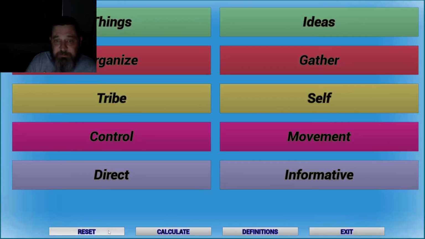There is a reset button in order to go between different people. You're going to need to reset it. I did not put a save in it, so if you remember what it is, then you're golden. If not, I'm sorry. You'll have to do it again.